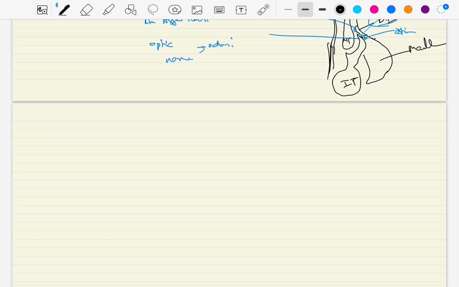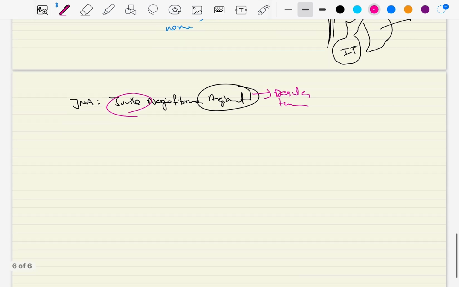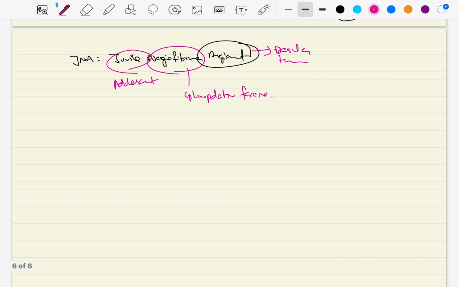Let's go into the next topic of JNA, that is juvenile nasopharyngeal angiofibroma. Angio is with the blood, it is a vascular tumor. It mostly occurs in adolescence. It originates from the sphenopalatine foramen. Okay. Then there will be a characteristic frog face appearance.